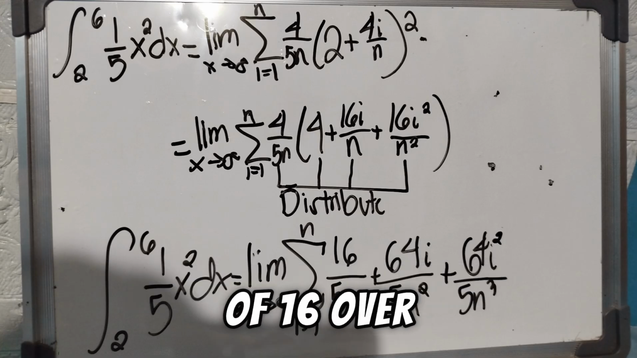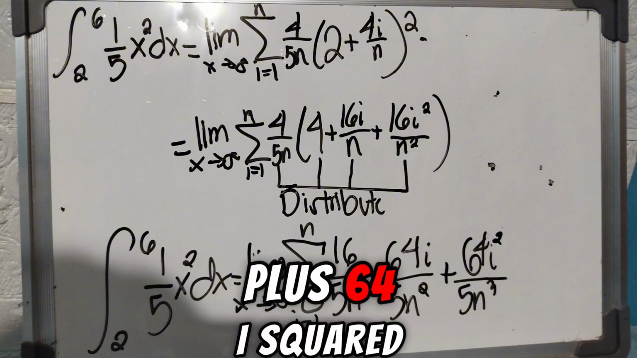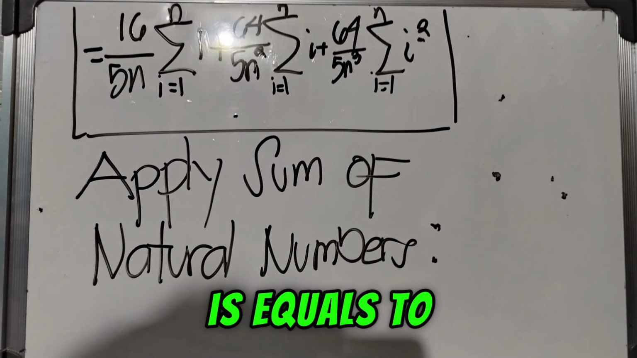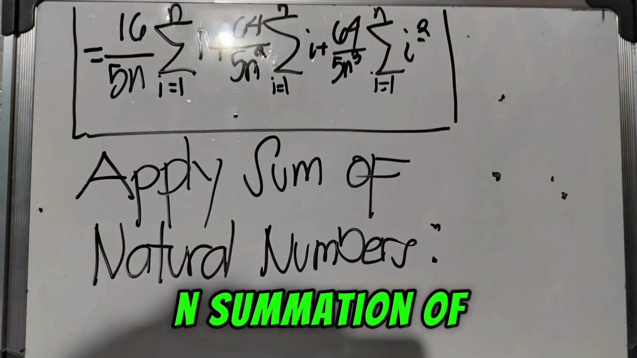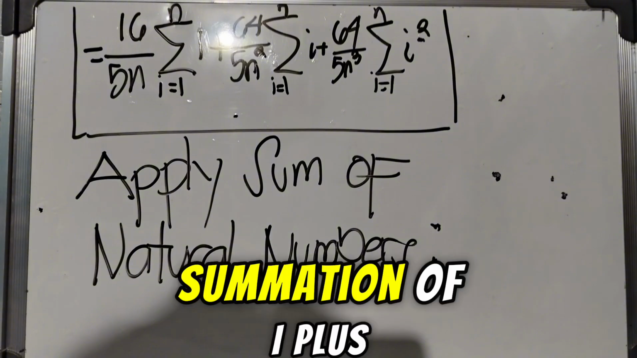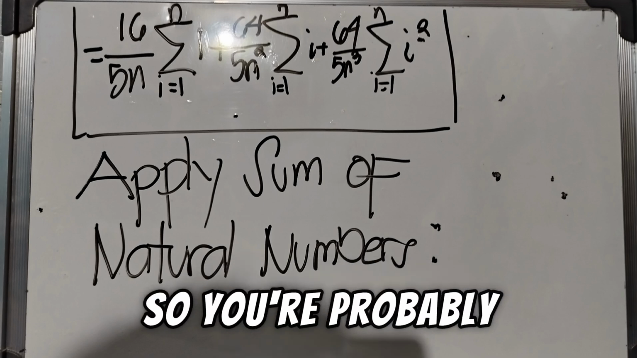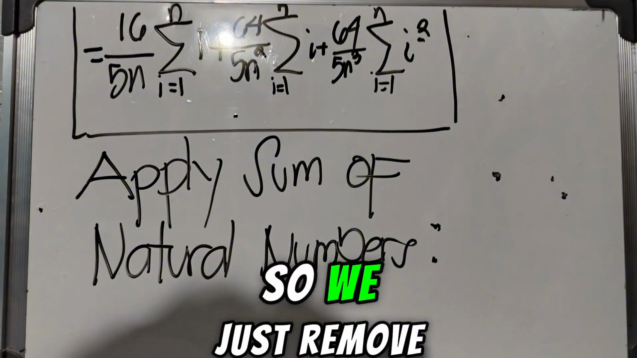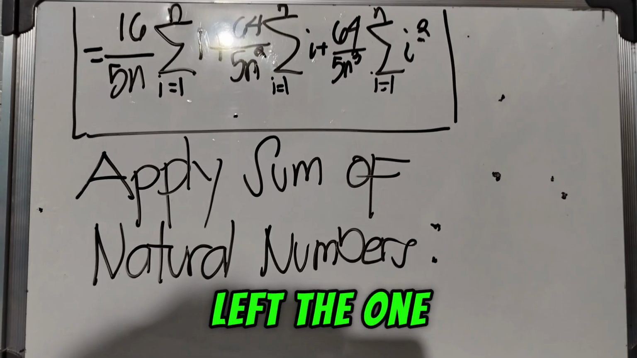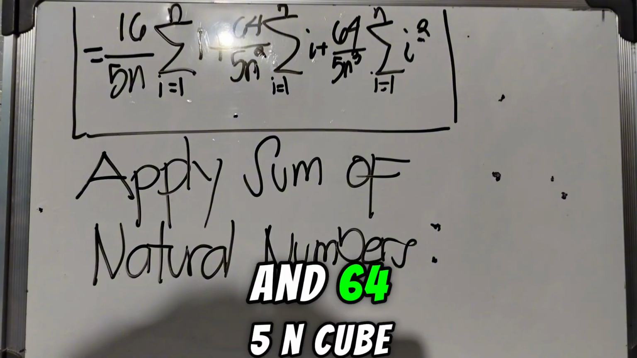So the integral from 2 to 6 of 1/5 x squared dx is equal to the limit as n approaches infinity of the summation of 16 over 5n plus 64i over 5n squared plus 64i squared over 5n cubed, which is equal to 16 over 5n summation of 1 plus 64 over 5n squared summation of i plus 64 over 5n cubed summation of i squared. You're probably wondering what happened in this equation. We just take out the 16 over 5n and only the 1 is left, and next we just take the 64 over 5n squared and 64 over 5n cubed.